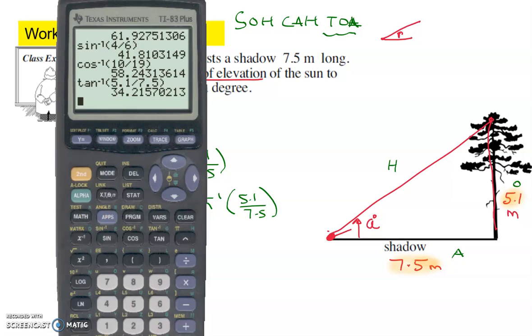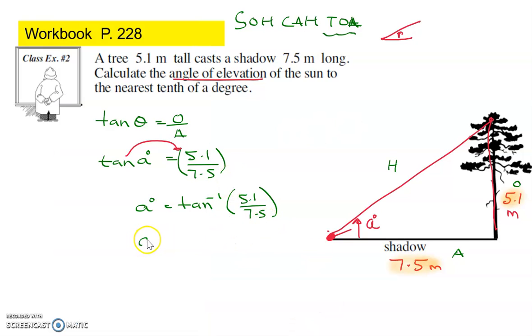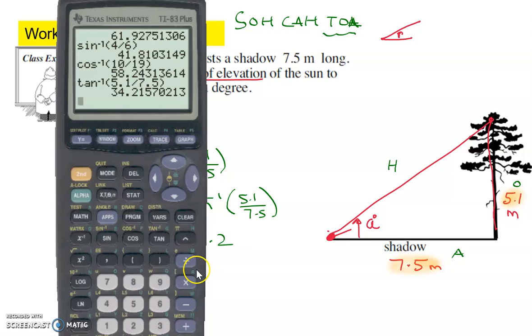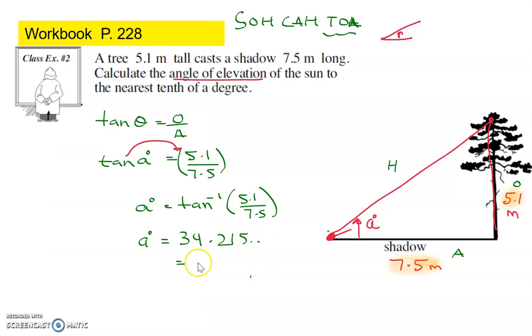And it gives us our angle to the nearest degree, so 34.2 would become just 34 degrees. So A is 34 degrees. Oh, they wanted it to the nearest tenth. My mistake. So we've got to take this away. 34.215, so it becomes 34.2 degrees. So this time they wanted it to the nearest tenth of a degree. So that's example number 2.